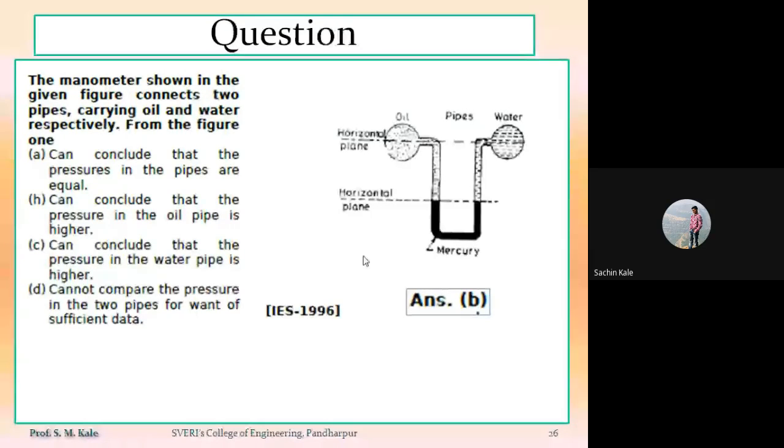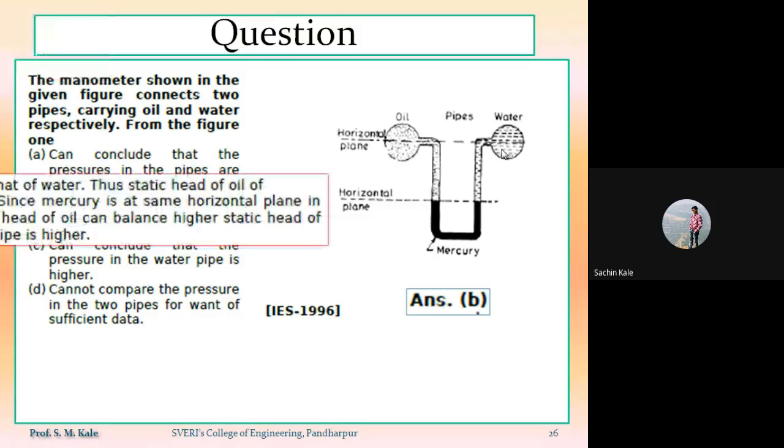Option B will be the correct answer because oil has lower density as compared to water. Normally, when the pressure of water and oil are the same, then in that case the mercury level in the left limb should go in the upward direction above the x-axis, and in the right limb the mercury level should go in the downward direction. But here the level of mercury is the same in both limbs, that's why it is indicating that oil has the higher pressure as compared to the pressure of water. So option B is the answer. This is the explanation.